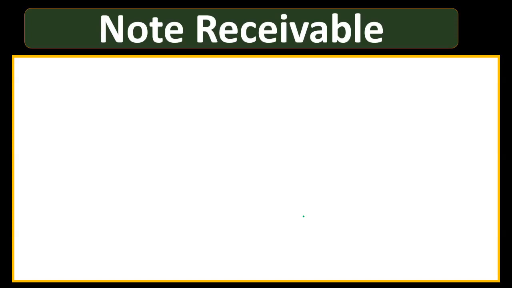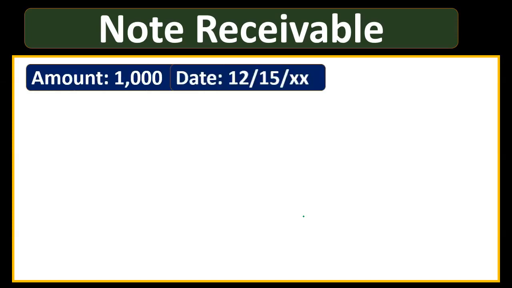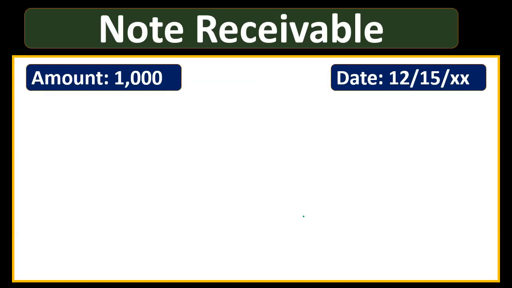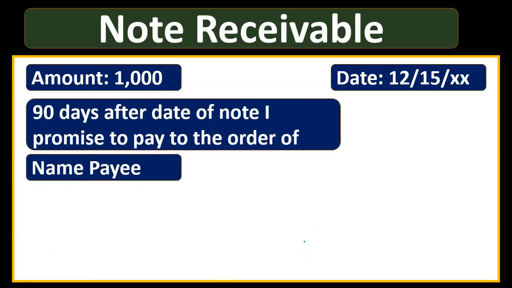So a note receivable document will have something like this. We'll have the amount of the note receivable, the date of the note receivable, the date it was generated, and the due date. So the due date might be formatted such as 90 days after the date of the note, I promise to pay to the order of, and then we have the payee. So that's going to give the terms of the note, which is going to be 90 days in effect of the due date of the note. And then it's going to be paid to the order of the payee.